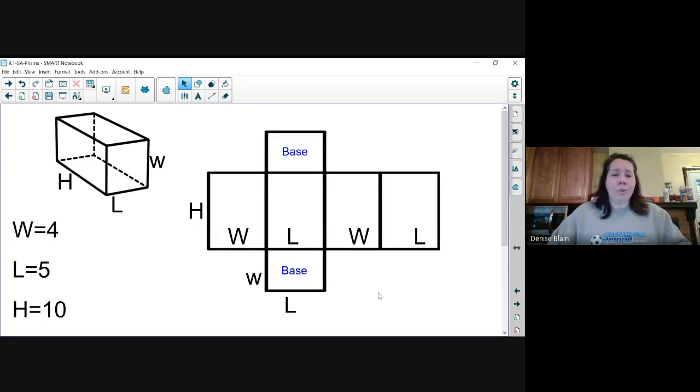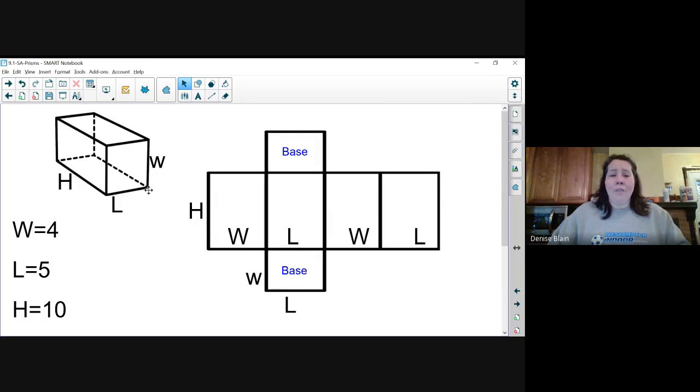Today we're going to talk about how to figure out the surface area of a rectangular prism. There is a shortcut formula which uses the area of the base and the perimeter of the base, as well as the height of your prism to figure out your surface area. And I'm going to show you basically how we come about that equation.